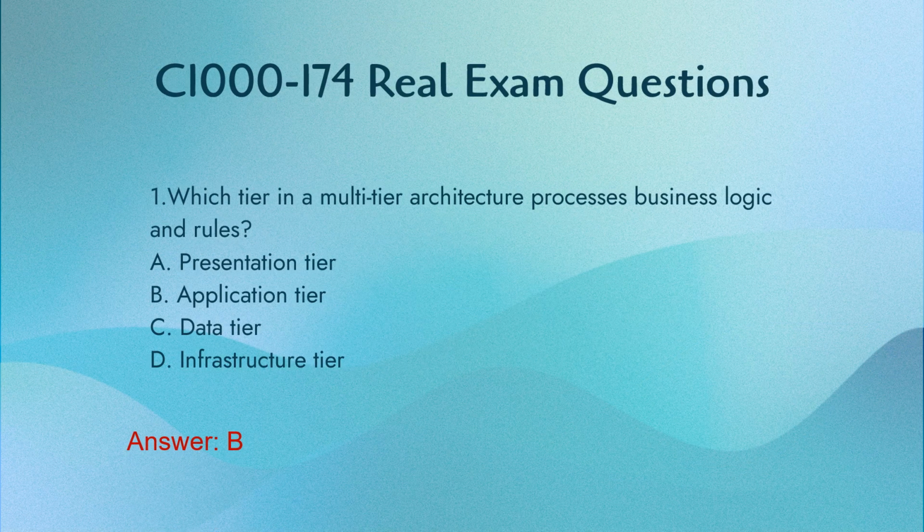Which tier in a multi-tier architecture processes business logic and rules? A. Presentation tier. B. Application tier. C. Data tier. D. Infrastructure tier.